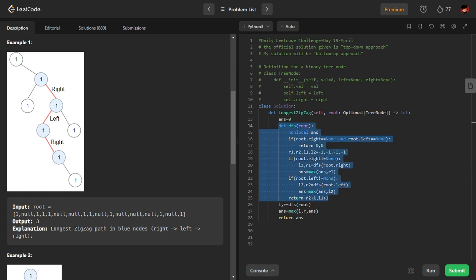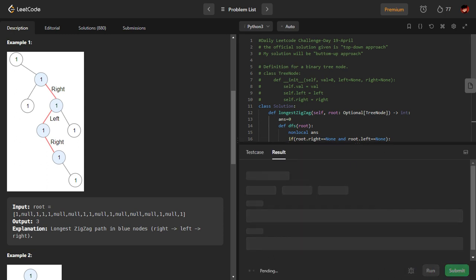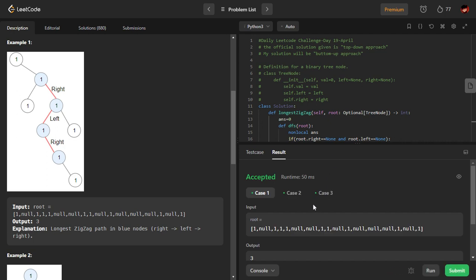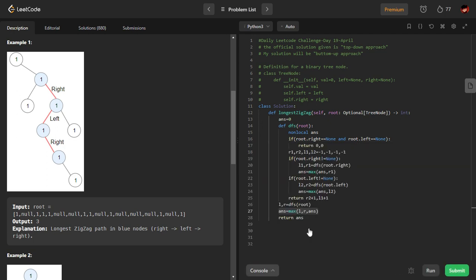And finally, I'm calling DFS of root, and I get L and R. L and R are the maximum path lengths to its left and to its right. Finally, I'm taking the max of all these things and returning the answer. You can clearly see when I run this code, it clears all test cases. It's around 88% faster than all the Python solutions.